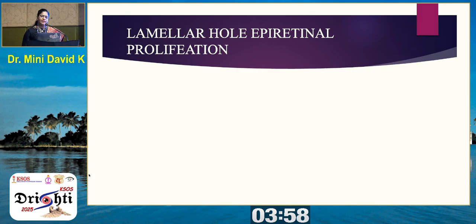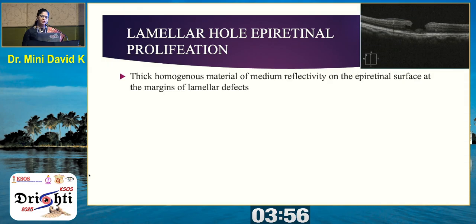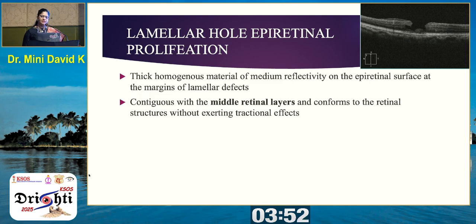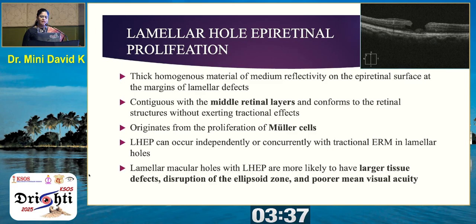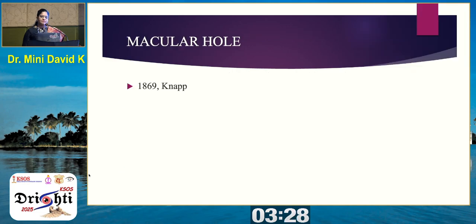Next is lamellar hole associated epiretinal proliferation. It's a thick homogeneous material of medium reflectivity on the epiretinal surface at the margin of lamellar defects, contiguous with middle retinal layers and conforming to the retinal layer structures without exerting tractional effects. It originates from the proliferation of Muller cells and can occur independently or concurrently with tractional ERM in lamellar holes. Lamellar holes with LHEP are more likely to have larger tissue defects, disruption of the ellipsoid zone, and poorer mean visual acuity.